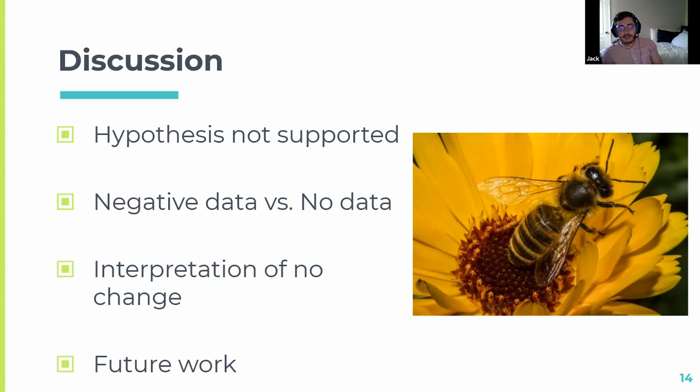So one of the things that I had to learn was that negative data is never actually a bad thing, and it's certainly much better than no data at all. Furthermore, the interpretation of no change in body size over time could mean that urbanization is not having an effect on bees at all, which from an ecological perspective could be a positive takeaway. At the very least, the data that I've collected can be used by my team and other teams in the future. So all that work was never really wasted.